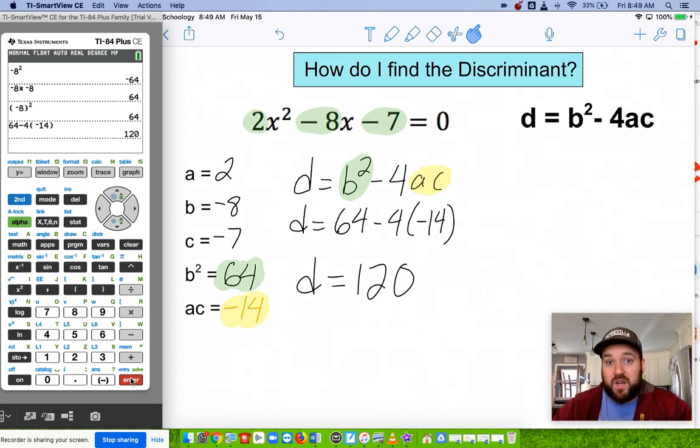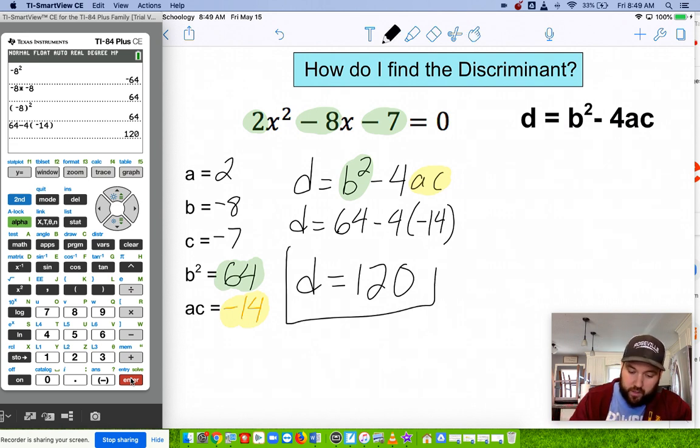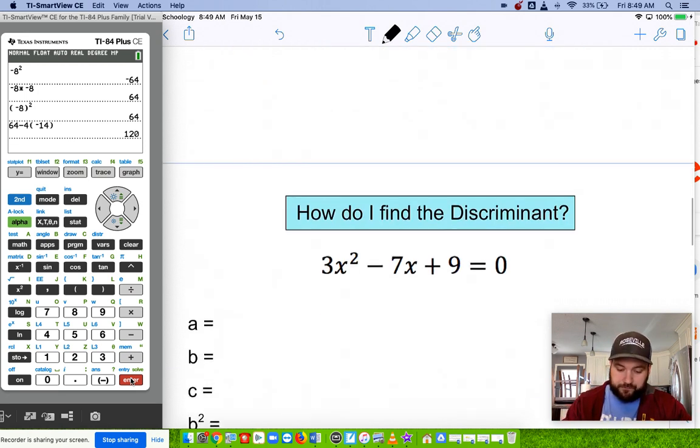Now, we're going to talk about what that means in a minute. 120 is not the solution. Okay. It is a number we will use to find the solution in the next video. But the discriminant value being 120 does not mean the answer is 120, and it also does not mean there's 120 answers. Okay. For now, just be okay with, okay, I have this number. I'm not sure what to do with it yet, but we'll come back to it.